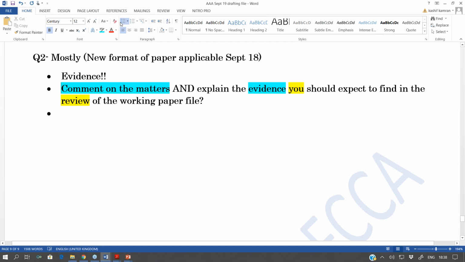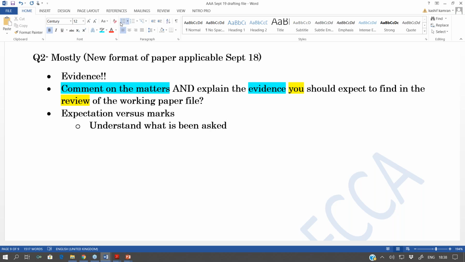Now, what to do around this requirement? What is the examiner's expectation from this requirement? Expectations versus marks. Let's do the first thing. First expectation: understand what is being asked. Is the examiner asking us to do two things here? Comment on the matter is one thing, and the evidence you should expect to find in the working paper file is the second thing. Is everyone getting that message? Understand what is being asked for.